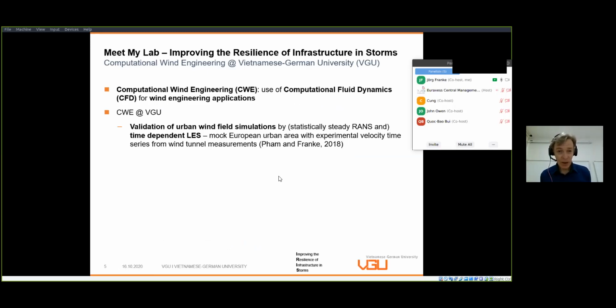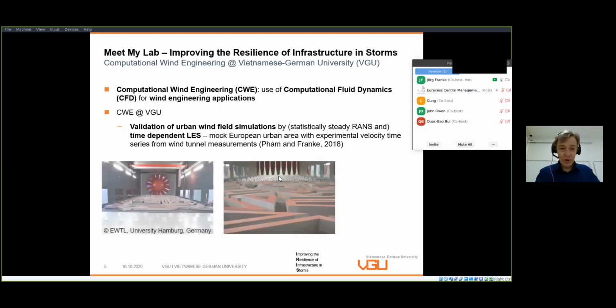And therefore, we are always looking at the comparison of our data with experiments. This is known as validation, nowadays. And the last bigger project that we were still working on is validation of urban wind field simulations. The new approach was that we have been doing it in Vietnam with a time-dependent and therefore also much more time-consuming approach, which is known as large eddy simulation, or LES for short.